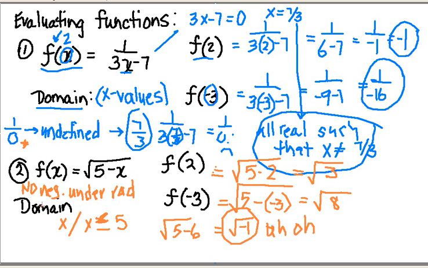So when we're talking about domains, the first watch out is you don't want a 0 in the denominator, and the second watch out is you don't want a negative under the radical. So you want to pick the x values that make those two things true.